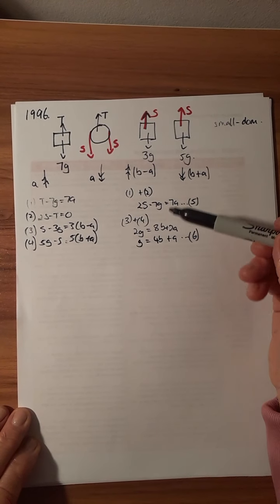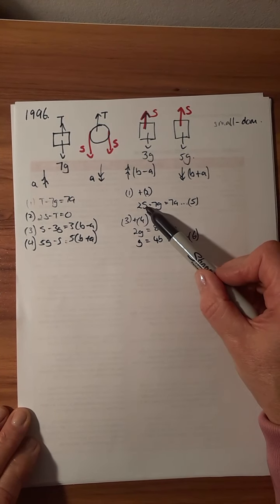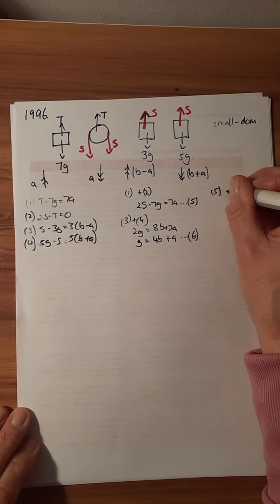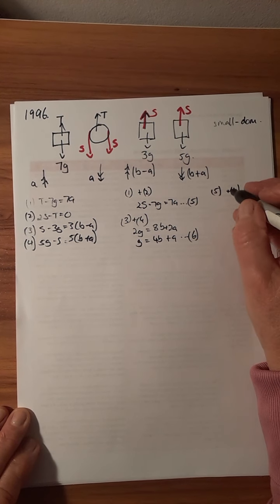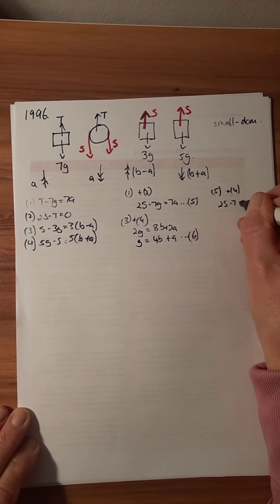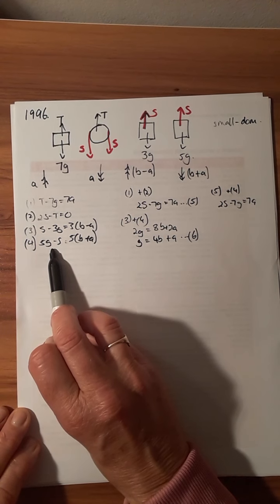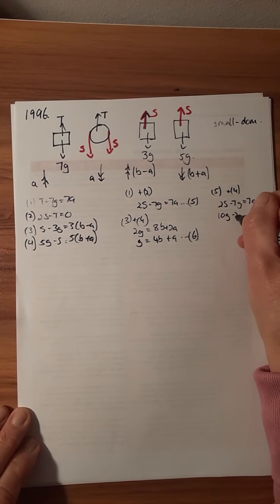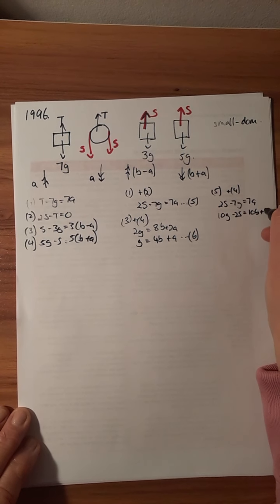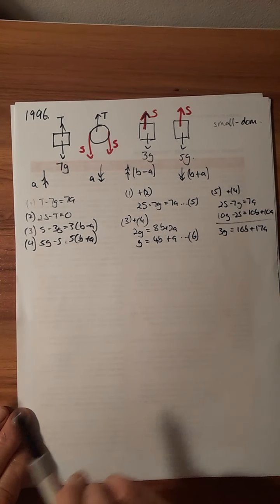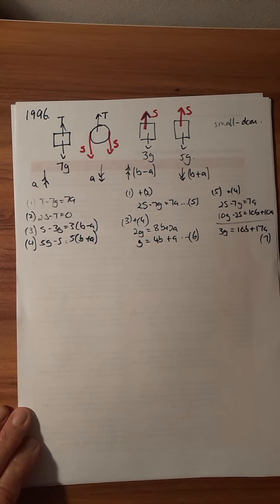Okay, now I'm going to take this equation number 5 and eliminate the S's using equation number 4. So equation 5 is 2S minus 7G equals 7A. And then I'm going to take equation 4 but double it so I can get rid of the S's. So this will become 10G minus 2S equals 10B plus 10A. And then I can get rid of those S's and I'll end up with 3G is equal to 10B plus 17A. So now I've got two equations with B and A, and I can solve them. I'll call this equation number 7.